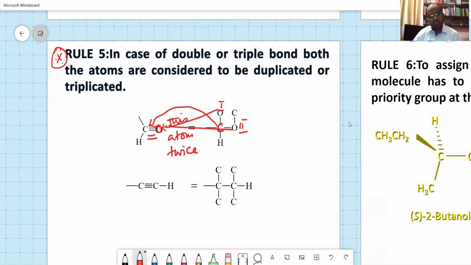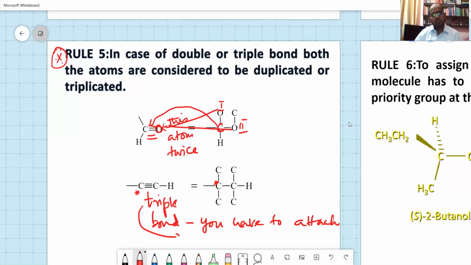Okay. So in a similar way, here you have this C and this C are the same, because you have a triple bond here. You have to attach 3 C atoms. First C atom, second C atom, third C atom. That is rule number 5.